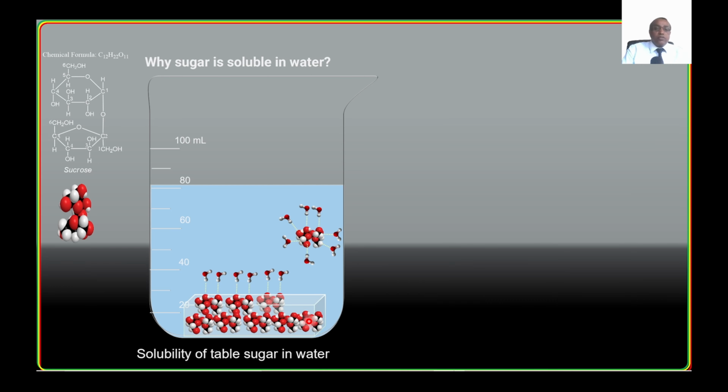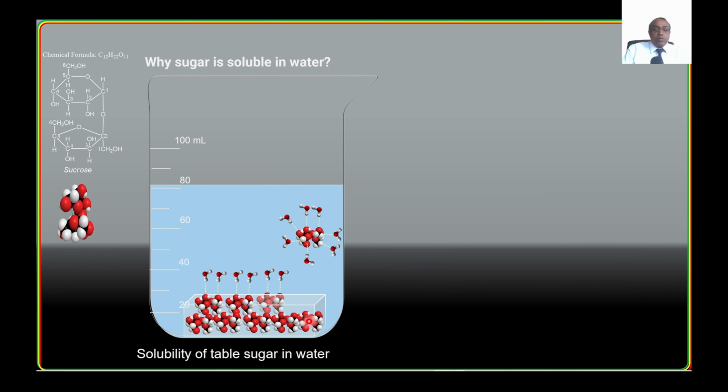So this is a simple explanation of the dissolution of sodium chloride in water and the dissolution of sugar in water. But the two compounds are completely different. Sugar is a molecular compound, sodium chloride is an ionic compound. In the case of ionic compounds, you'll have ion-dipole interaction.